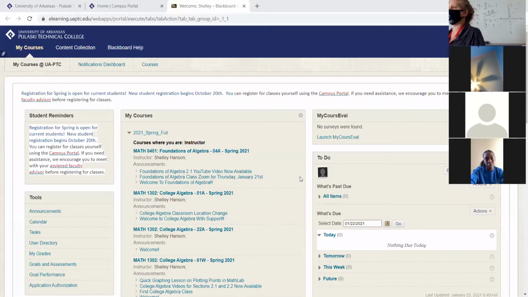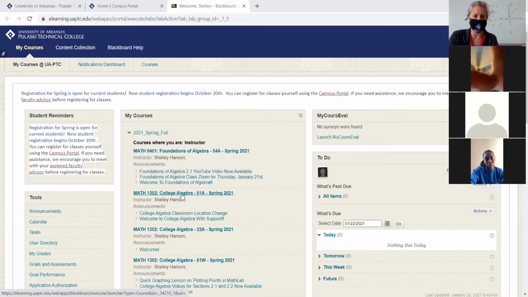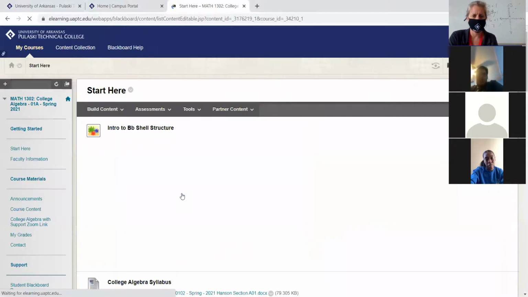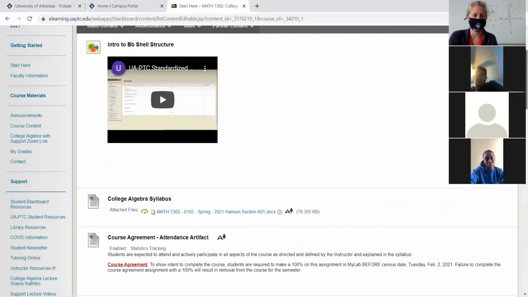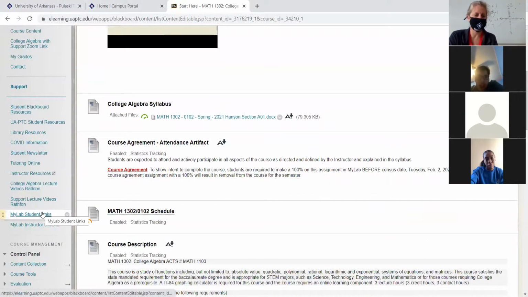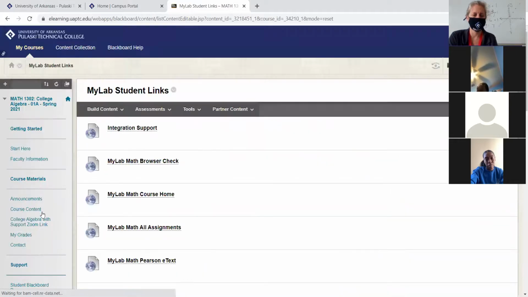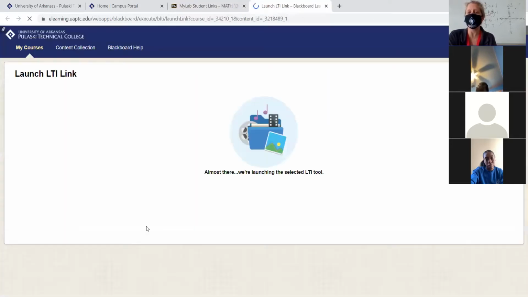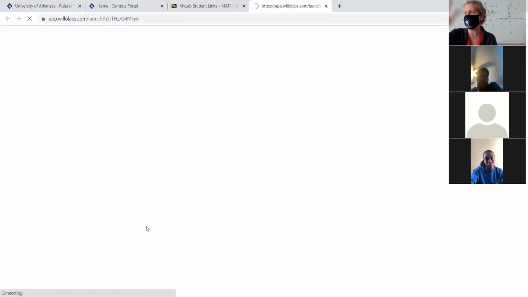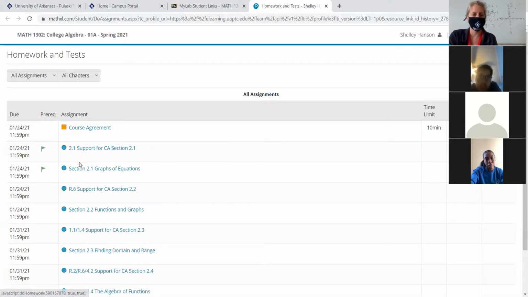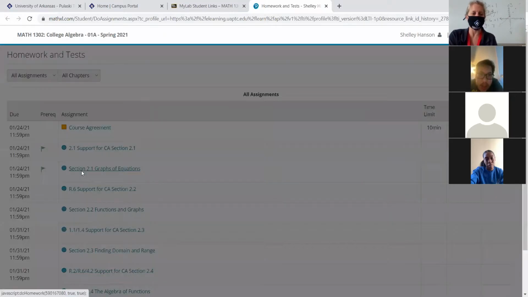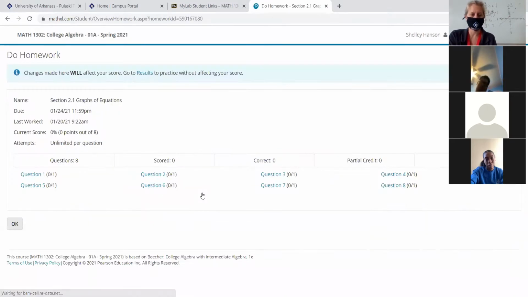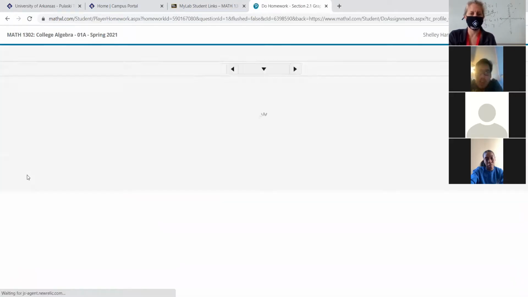I'm going to have to do another one because it's going to just give me a different problem. It'll be very similar when I bring up my homework. Okay, so I'm going to go to College Algebra 1A. I'm going to go to MyLab Student Links, MyLab Math All Assignments. These are the steps that you're taking also to get to your homework. You don't have to be doing it right now, but when you do your homework. So we're not in the support section. I'll talk about that at the end of class. This 2.1 graphs of equations is what we're doing. So I'm going to go to question 1.